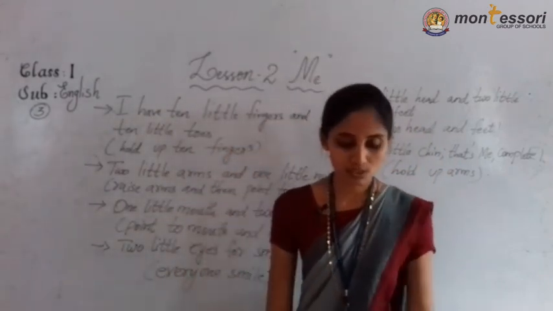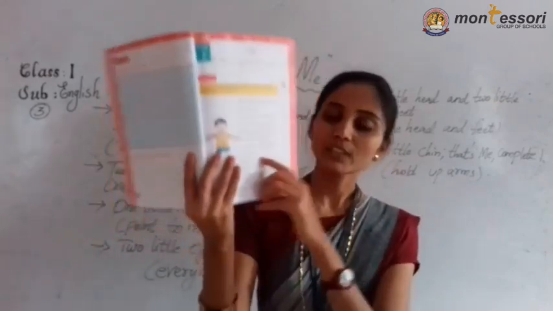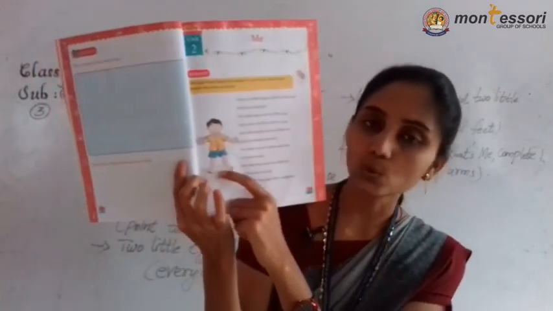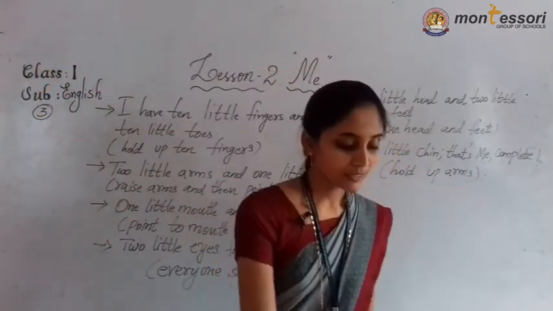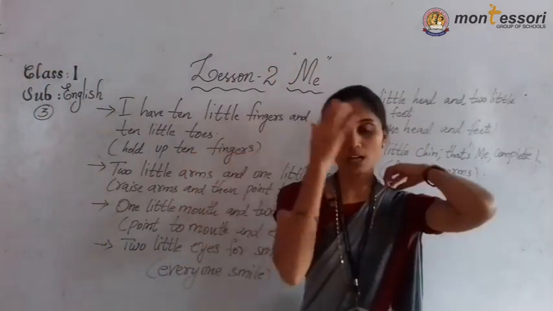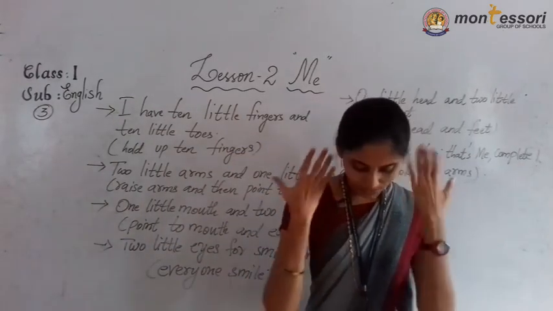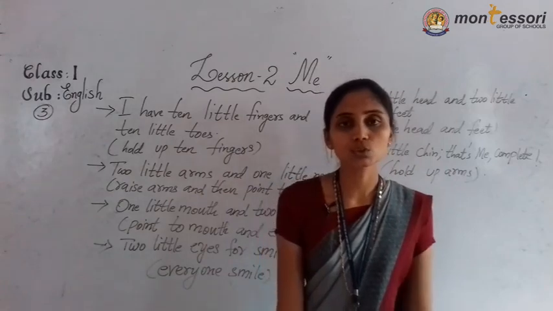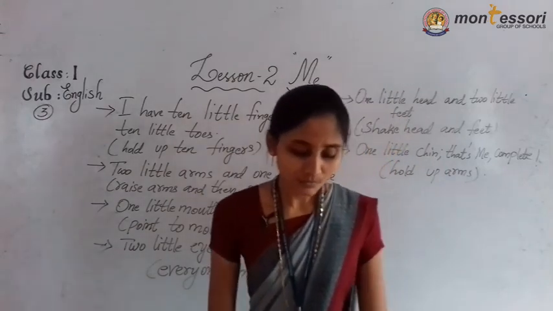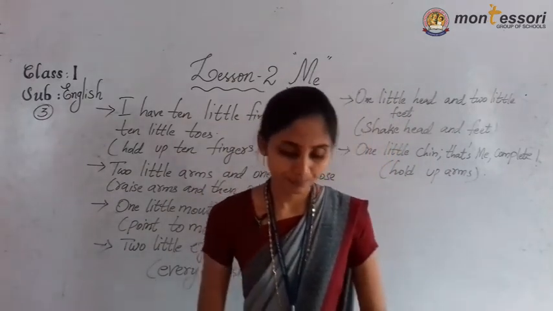And 10 little toes. See, look in the picture. These are our 10 little toes. These toes will balance our body. Our body balance rests upon our toes.